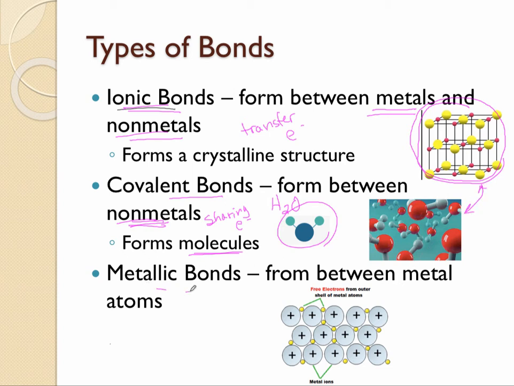And then we will talk briefly about metallic bonds. These form between metal atoms. What happens is the valence electrons of metals are held rather loosely, and they are able to flow through the inner part of the metal. We call them metal ions. It's the atom with the valence electrons being able to flow. I hope that makes some sense.